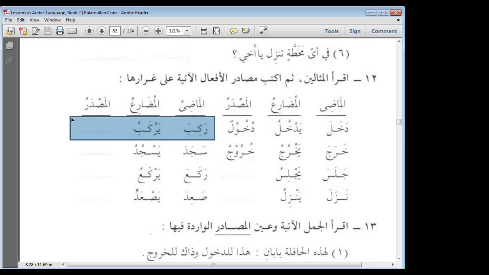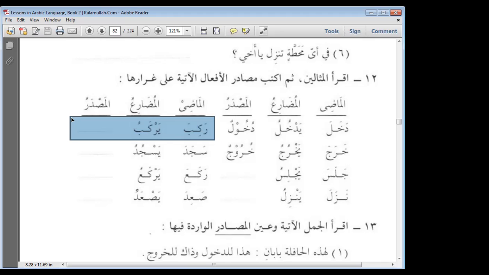What does rakiba mean? Rakiba means to ride. So you go for a ride on a bus, or you go for a ride on a horse. You go for a ride in the car. Rakiba is to ride, or to go for a ride. And a rakib is a passenger.